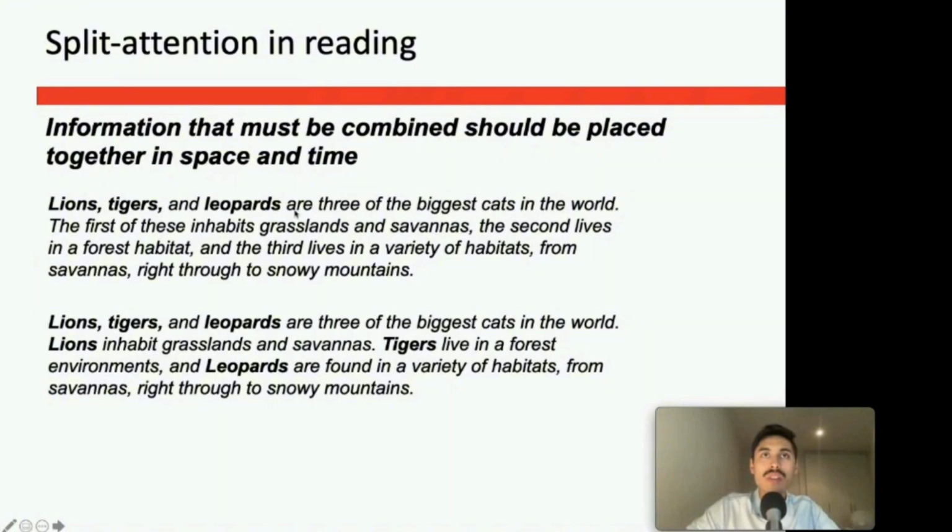So you can see what I had to do there. I was reading along, and then my attention was split. I had to go back there, going along. My attention was split again. I had to go back there and back here. The third, my attention was split again. In this one, lions inhabit grassland and savannas. Tigers live in the forest environment, and leopards are found in a variety of habitats from savannas right through to the snowy mountains. So you can see here I've integrated the nouns, the subjects, with the information that relates to them, and that's reducing split attention and making it much easier to interpret.